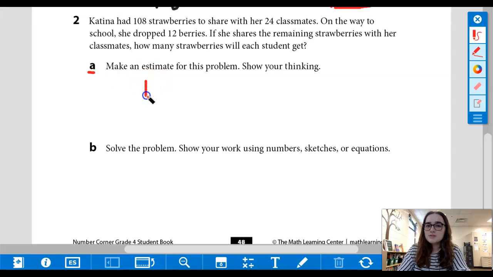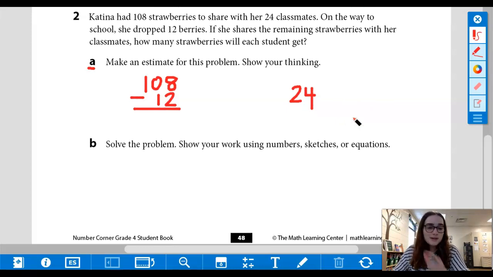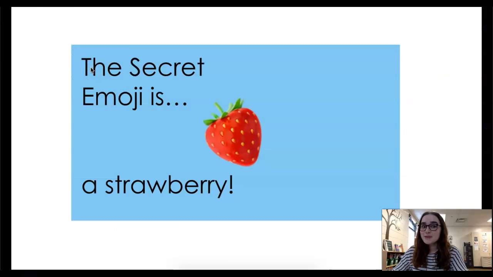All right, so if she has 108 strawberries and she drops 12, and we know that she needs to split that number up between 24 classmates, what would be your quick guess, your thoughtful estimate? You can pause the video to do that right now. All right, once you've done that, here's our secret emoji. You can write this at the top of your page by the date. It is a strawberry today because this problem is all about strawberries.